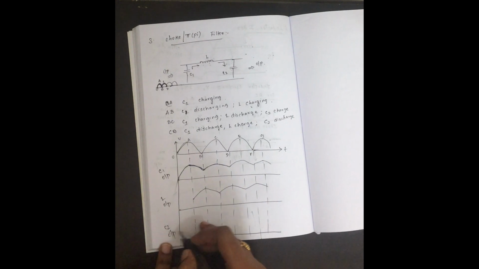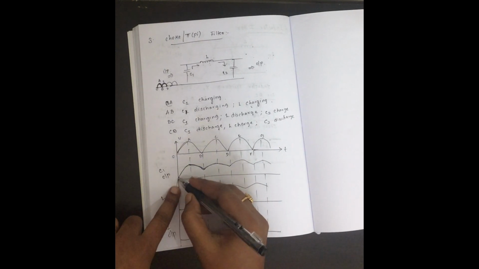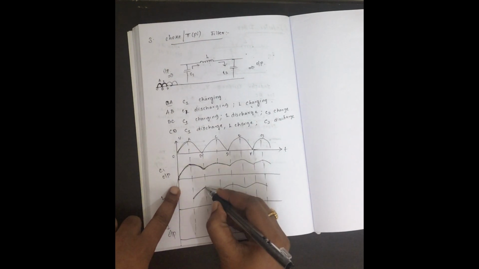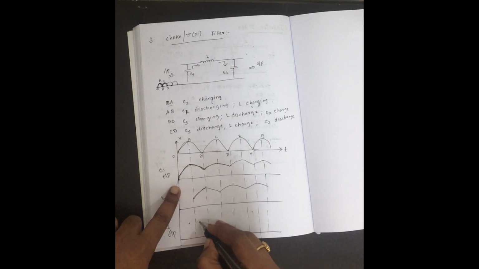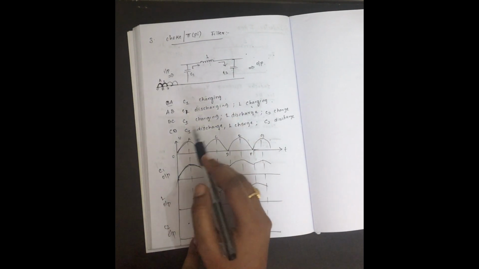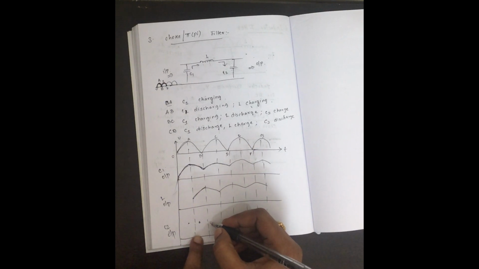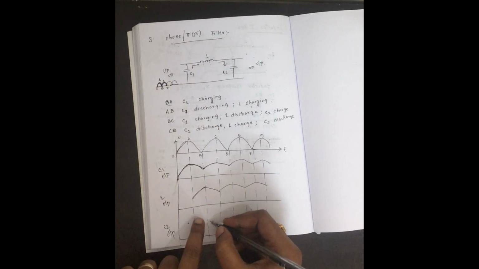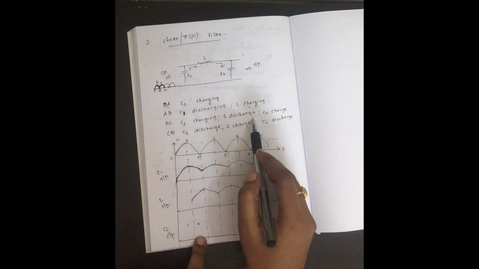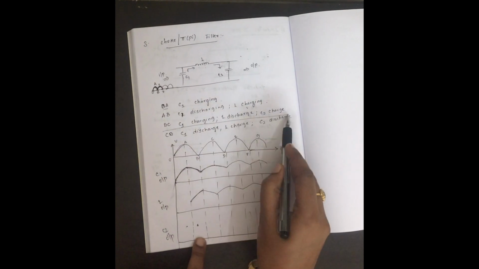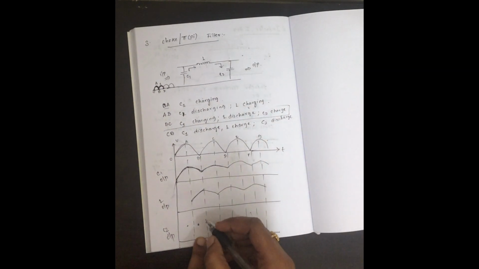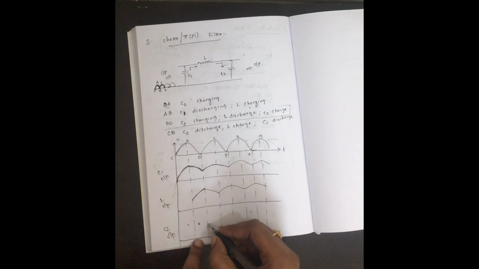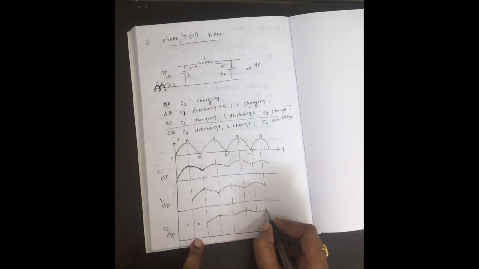Now the output of C2 for the first signal and second signal, there is no output for C2. It will start its action only for the signal B to C. For that signal, where it is operating, in this case from B to C, this C2 will come into charging. So C2 will charge, discharge, charge, discharge, charge, discharge.